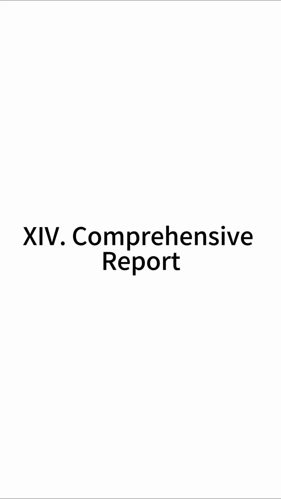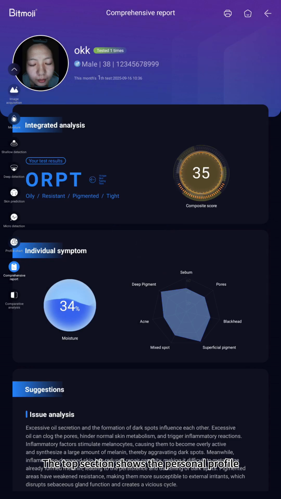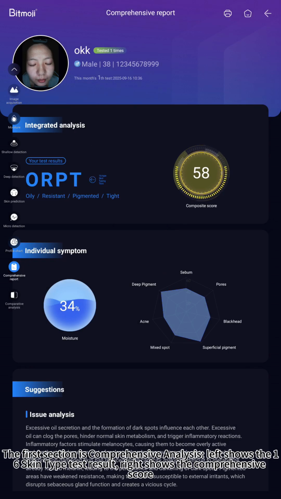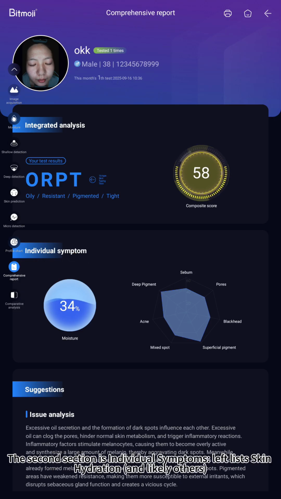14. Comprehensive Report. The top section shows the personal profile. The first section is Comprehensive Analysis. Left shows the 16 skin type test results. Right shows the comprehensive score. The second section is Individual Symptoms. Left lists skin hydration and likely others. Right shows individual scores. Only scores below 60 are displayed on this radar chart.